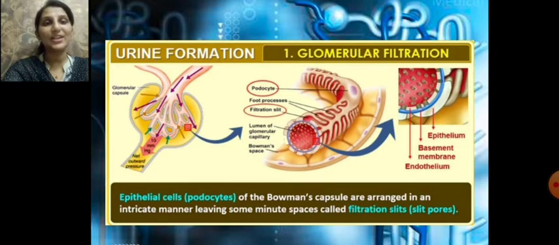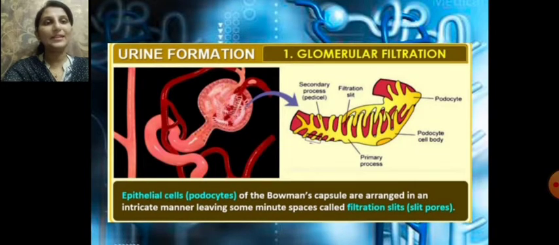They are arranged in such a way that it leaves small minute spaces, and these spaces are called filtration slits. We can see the filtration slits over here, formed by the intricate arrangement of the podocytes, the epithelial cells of the Bowman's capsule. The epithelial cells form the filtration slits or the slit pores. We can see these are the slit pores.